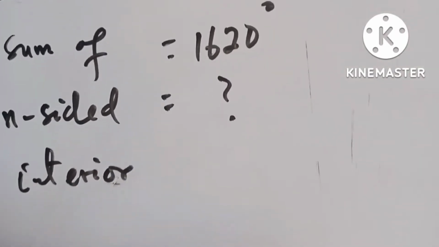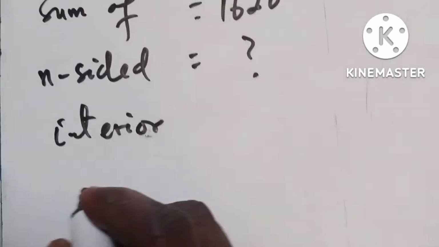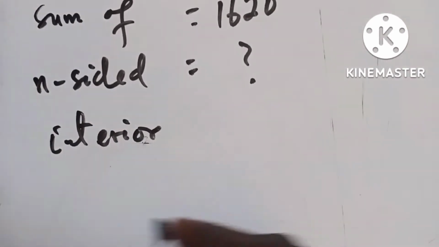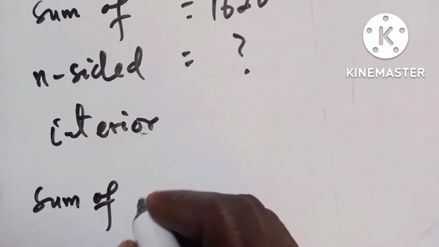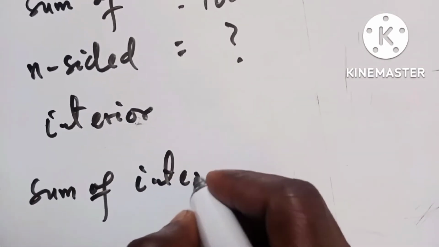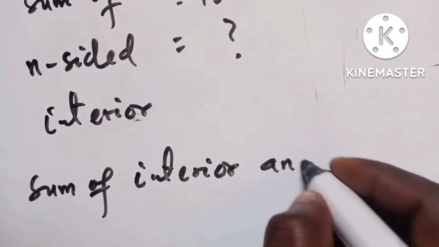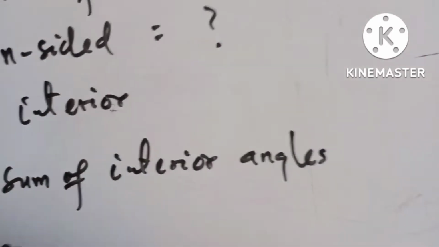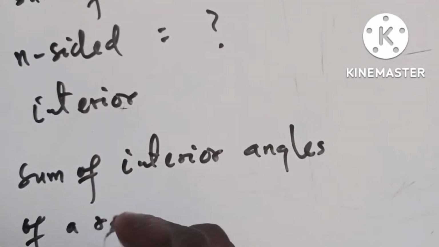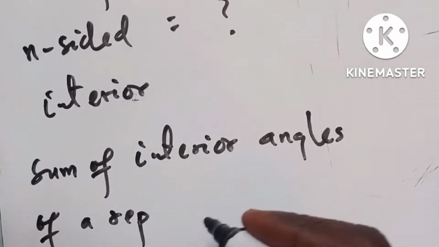So this is one thing you must know. You must know that this is just a definition. You must know that the sum of interior angles, remember I said angles, there are many angles of a regular polygon here, a regular polygon.